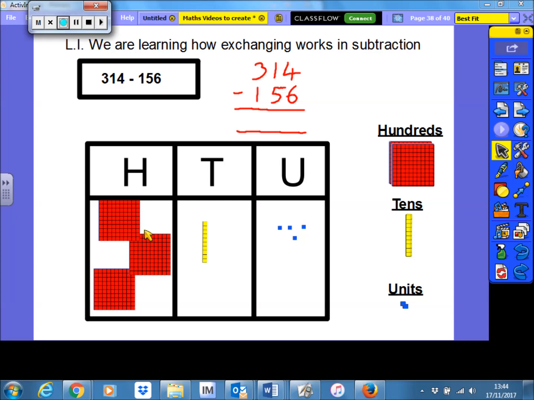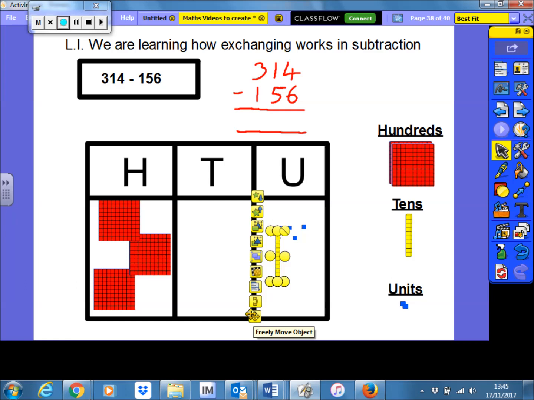So we have 3 hundreds here, 1 ten and 4 units. So in total we have the number 314. And we're going to take away 156. To start off with, our first calculation is 4 minus 6. We can't do that. We only have 4 units. We cannot take away 6 units from that. So we will have to exchange. I'm going to have to take this 10 and move it down into the units column and exchange it for 10 units.